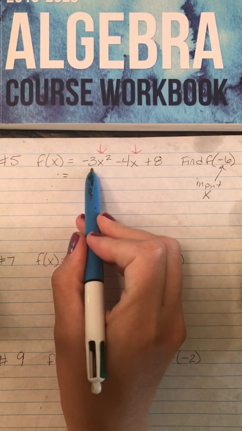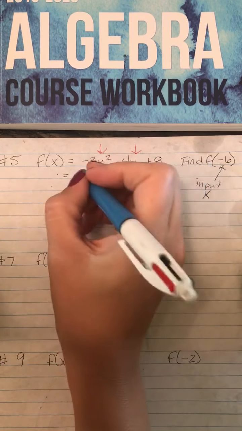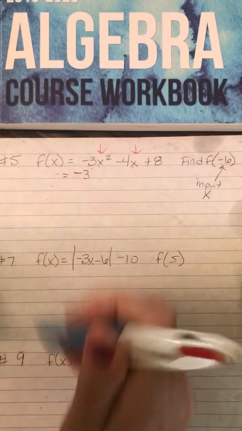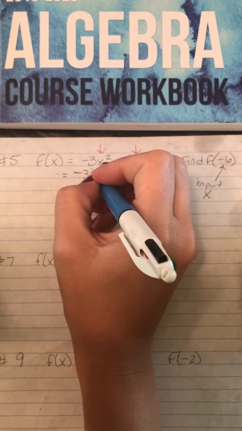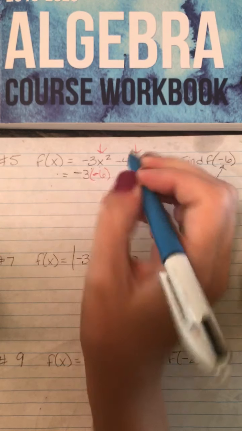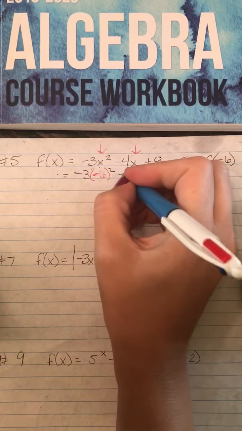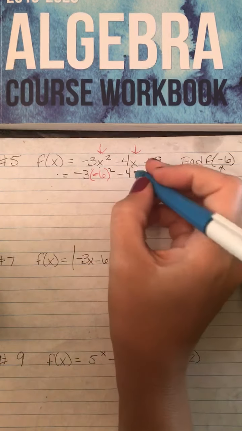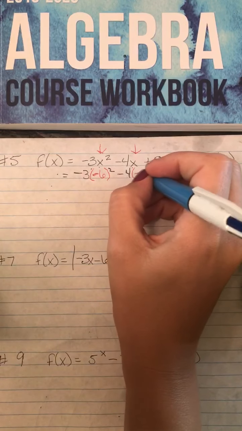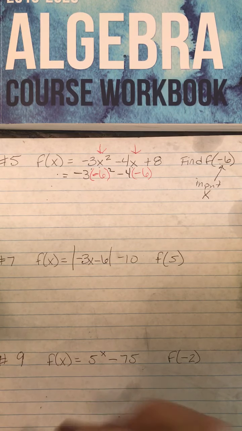Copy everything you have, but just change the x's to be a -6. So we start with -3. Oh, there's an x. So instead of an x, I put a -6, and that is being squared. -4. Oh, there's another x. So put -6, and +8.